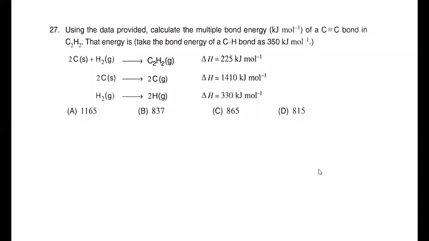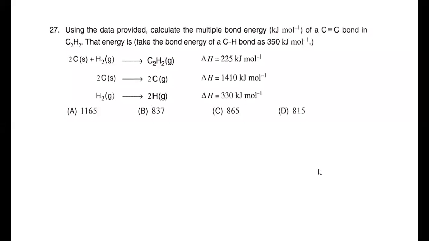So next, question number 27. Using the data provided, calculate the multiple bond energy of the C triple bond C in C2H2. The bond energy of C-H is given, and further data is given. In the first case, it's given 2 carbon solid plus hydrogen gas giving C2H2. So it's a question of bond energy data.